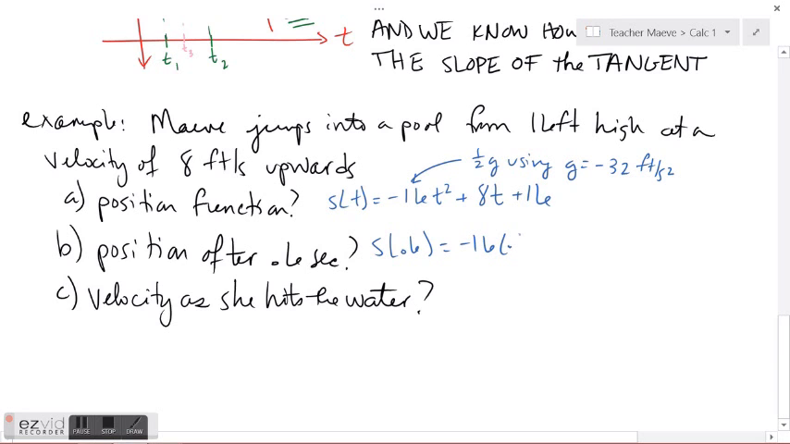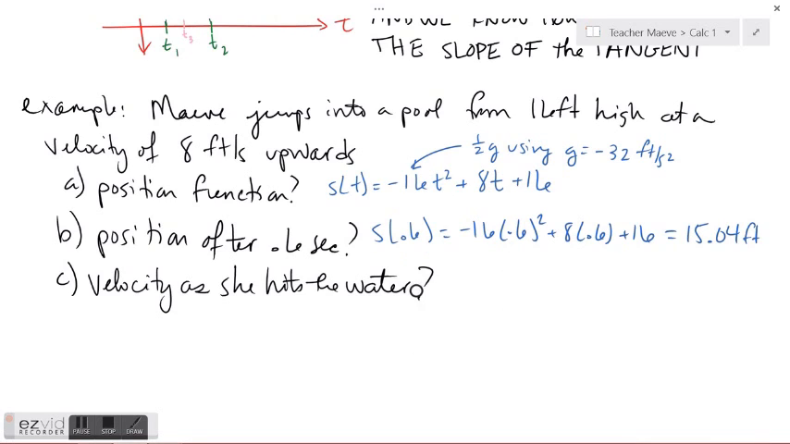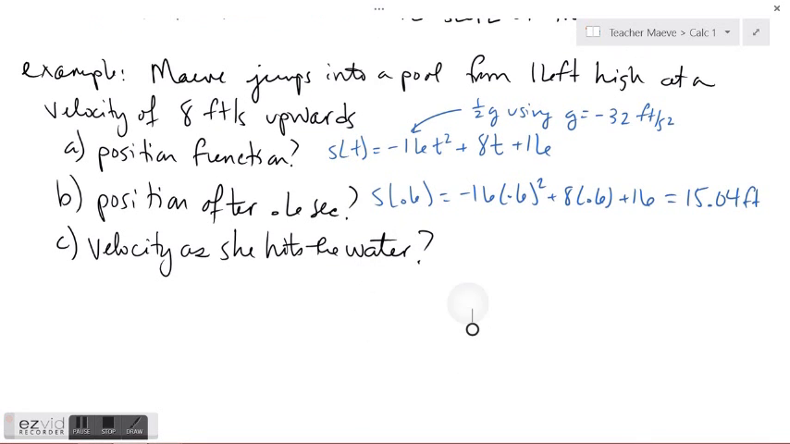To get the position after 0.6 seconds, let me just substitute 0.6 in for t. So negative 16 times 0.6 squared plus 8 times 0.6 plus 16. Plug and chug, that gives me 15.04 feet. So after 0.6 seconds, I'm at 15.04 feet from the ground. I go up initially, then I come back down, and that's where I am after 0.6 seconds.